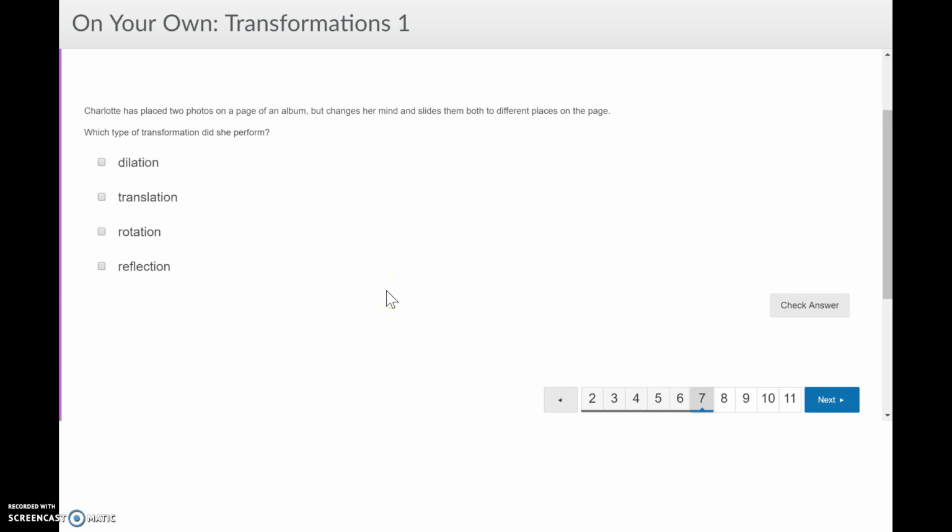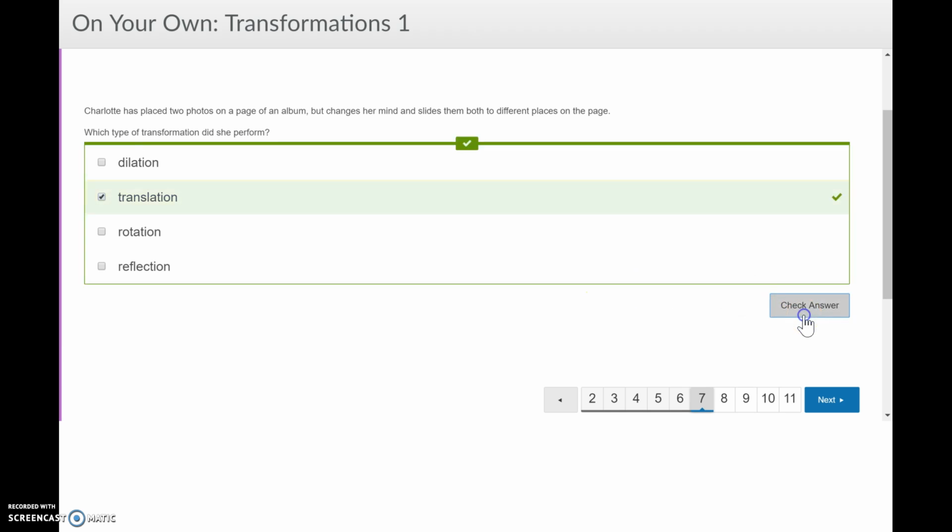All right, Charlotte has placed 2 photos on the page of a photo album, but changes her mind and slides, there's your keyword, slides them both to a different place on the page. What type of transformation did she perform? When you slide, that is called a translation. Let's check that.